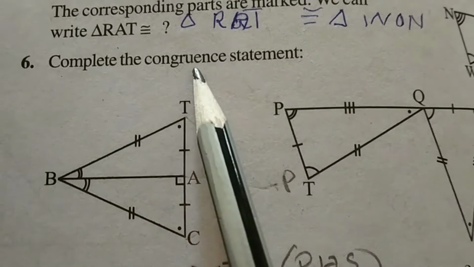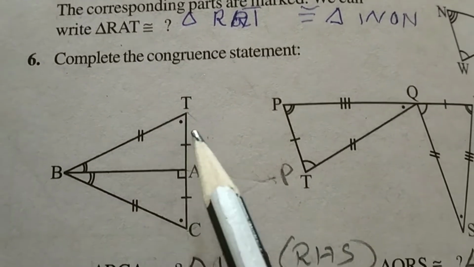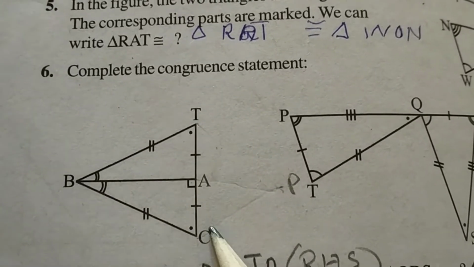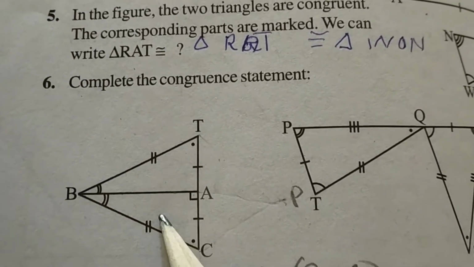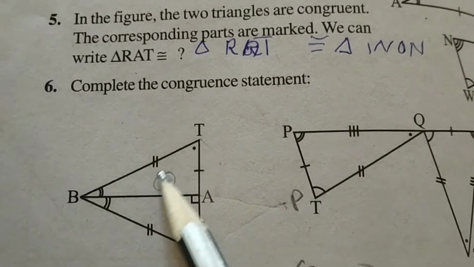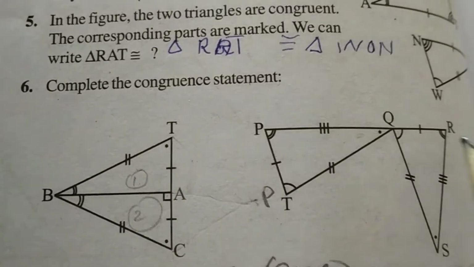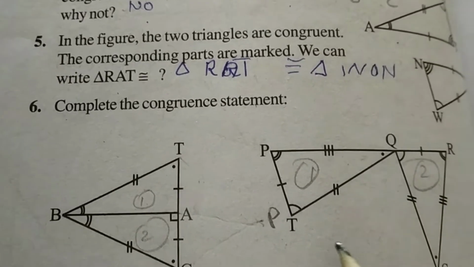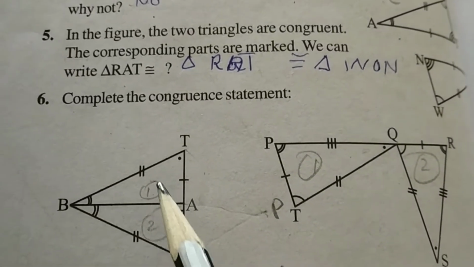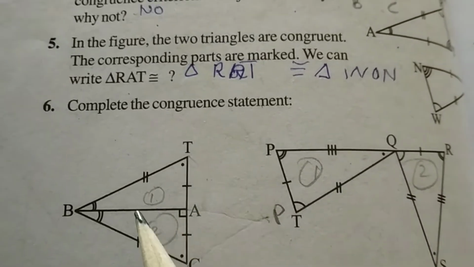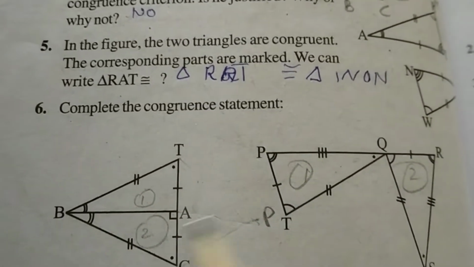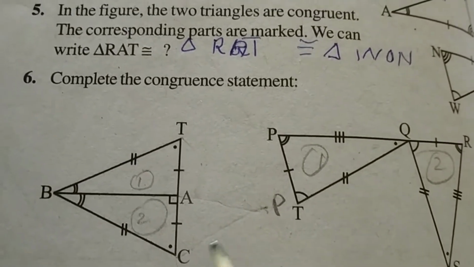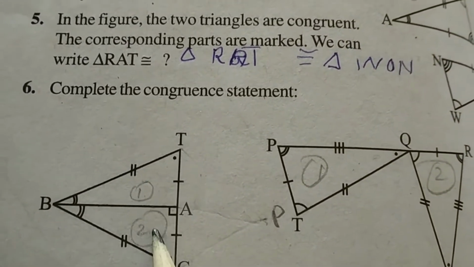Sixth question, complete the congruence statement. Here we can see TBC as one triangle, and this one splits into two. So we can consider this one as 1, this one as 2. Here we can see two triangles, the first triangle and the second triangle. Now we can say that these two triangles are congruent by applying some rules. Which rules can we apply here? First of all, we have to check the congruent parts, that means the corresponding parts of each triangle.